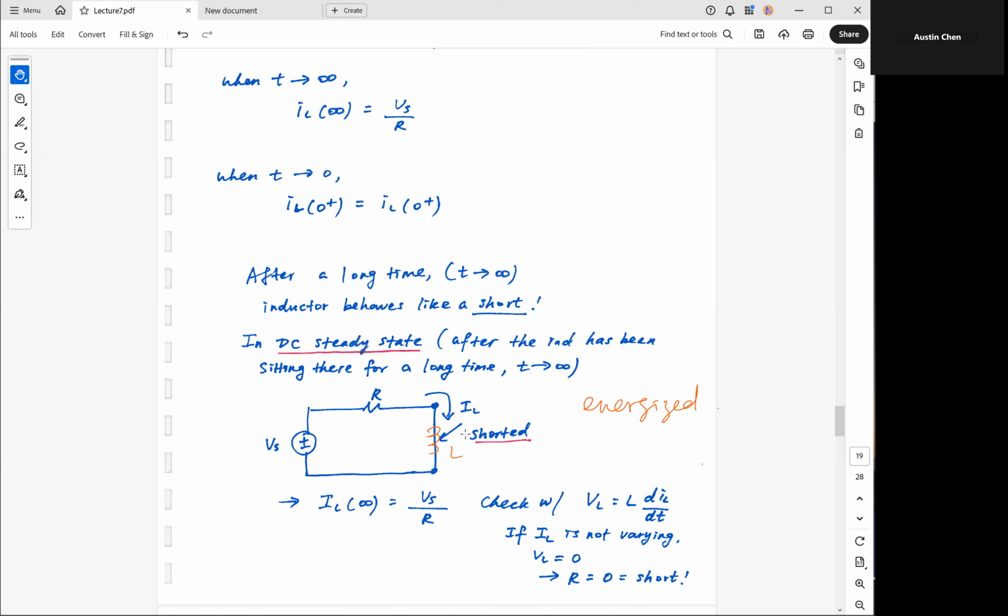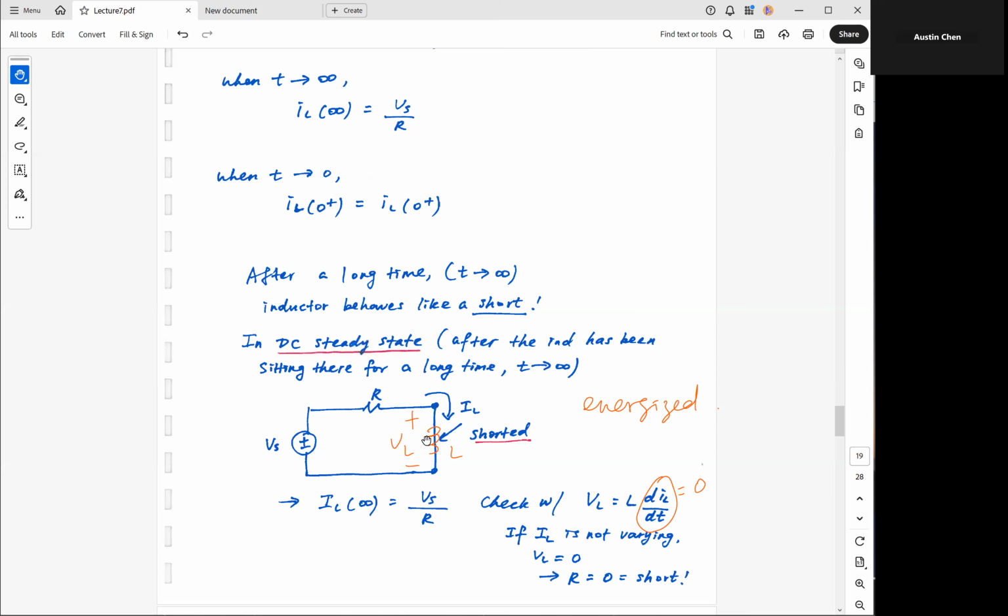So when this inductor has been fully energized, there can be no more change in the current itself. Therefore diL/dt is equal to 0, only when this inductor is fully energized, because it has been sitting there for a very long time, almost forever, t goes to infinity. When diL/dt is equal to 0, then vL is equal to 0 as well. So where is vL? vL is over here.